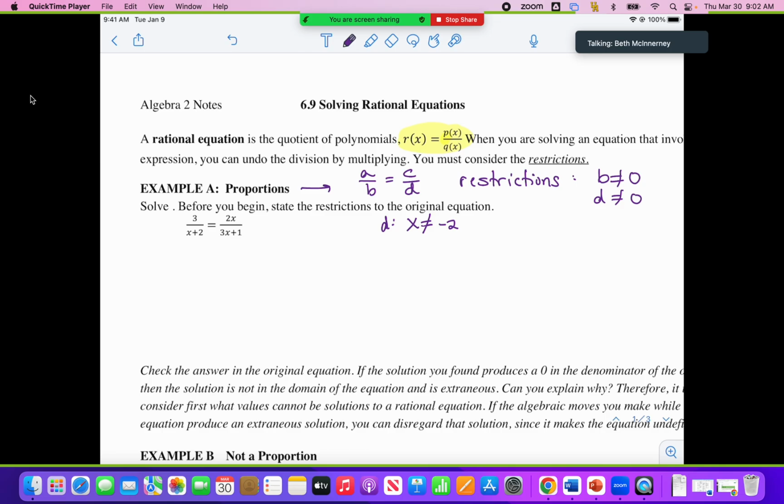All right, DP, what's the other restriction from the right-hand side? -1/3. And Humera, how did he get -1/3? Good job. So you're going to set each denominator equal to 0, and those are your restrictions. Okay, so I'm going to pause a moment, and I want you to cross multiply.